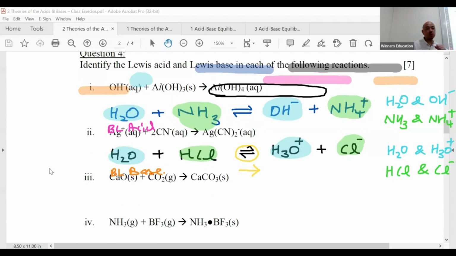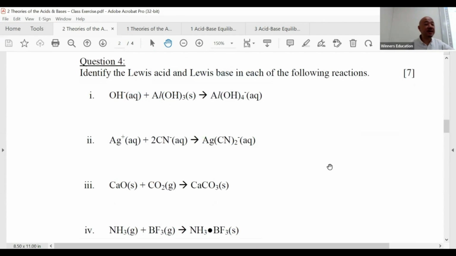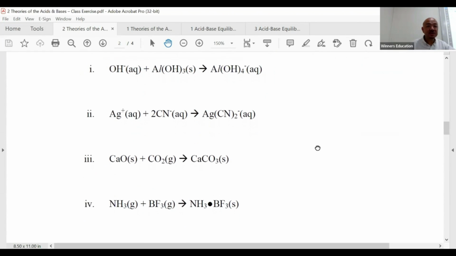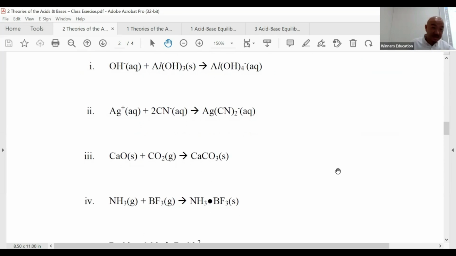Okay, this is an easy question. Why? Because they already tell you, hey, identify the Lewis acid and the Lewis base in the following reaction. So don't think so much, okay? There's a neutralization reaction, an acid-base reaction, and it's based on Lewis. So what we're going to do over here is go straight to the point.